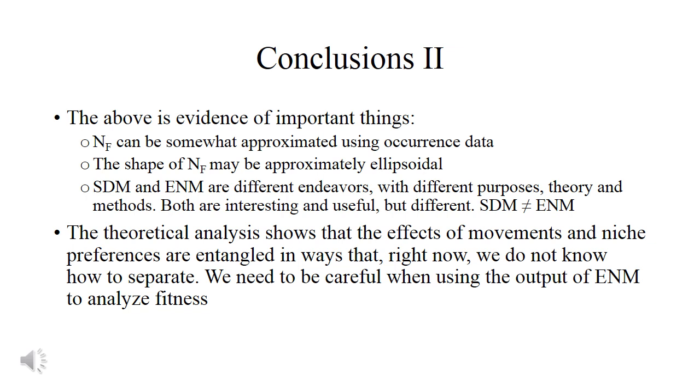Again, we find correlations when we use ellipsoidal shapes, and we don't find correlations when we use convex hulls. So maybe fundamental niches are to some degree ellipsoidal. Finally, and this is just to stress things that we have said many, many times in the past, modeling distributions in geography and modeling niches in abstract spaces are different endeavors with different purposes, with different theory and different methods. Both are interesting, both are useful, they are intrinsically related, but they are different things.